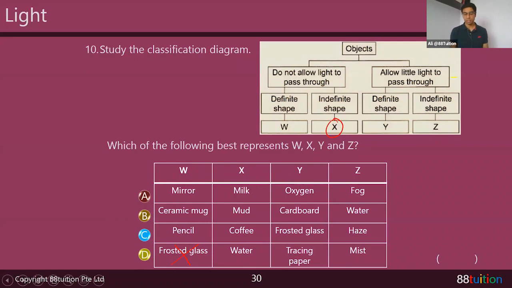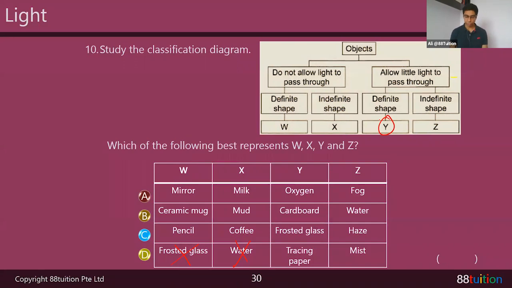X does not allow light to pass through, but water allows light to pass through. Okay, the rest don't allow, very good. And it has indefinite shape. Milk, mud, coffee, all have indefinite shape. Okay, can. Now let's look at Y.